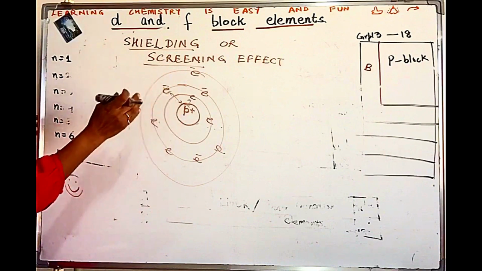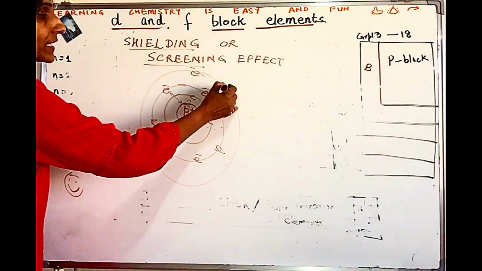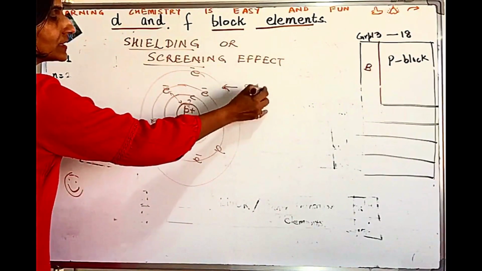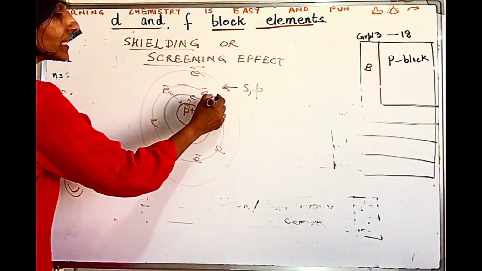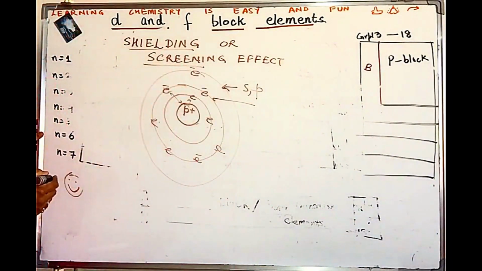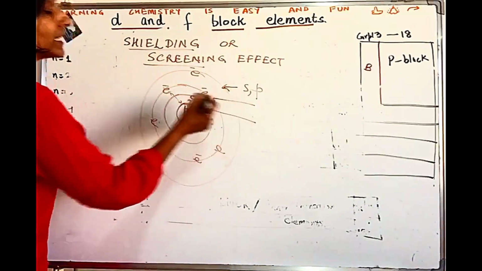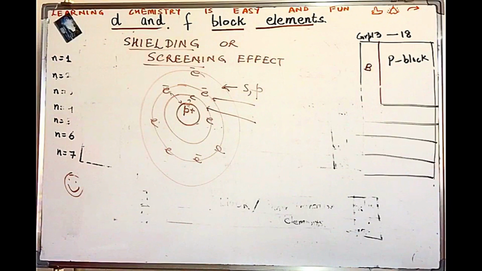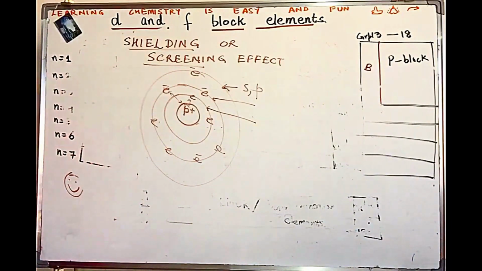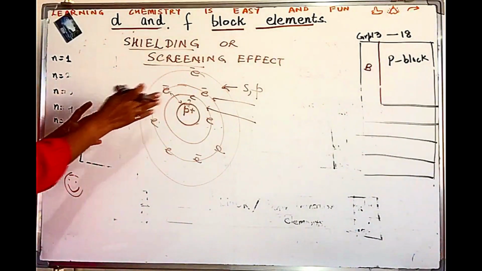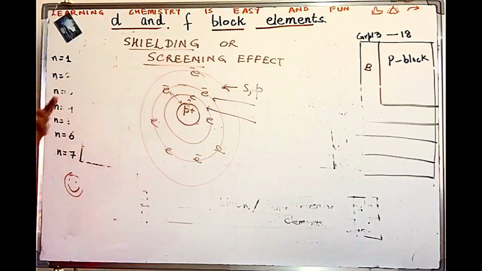When we are talking about the transition elements, just now we saw that in the S and the P block, the electrons are entering into the valence shell. In the D block, the electrons are entering into the inner valence shell, that means the penultimate shell. In the F block, the electrons are entering into the antepenultimate shell. With the result, the electrons in the inner shells are increasing. So what will happen? They will further reduce the attraction of the protons for the electrons.